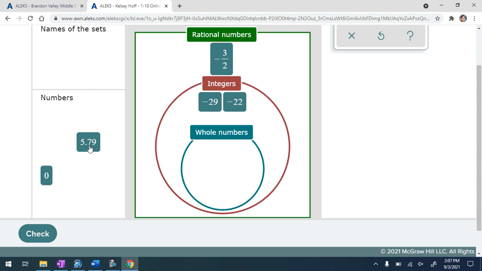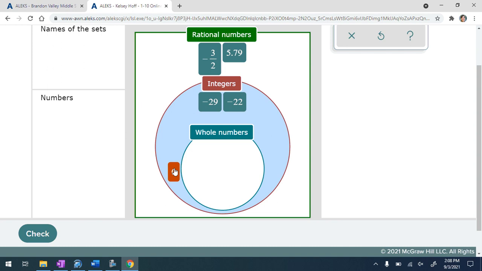5.79. Nothing lower? Yeah. Why not? Because it's not a whole number, it's a decimal. Very good. 0. Integer. Integer, because the whole number can't be 0. Are you sure? Yeah. Are you sure?